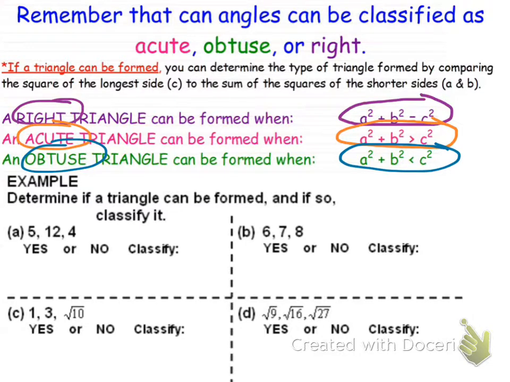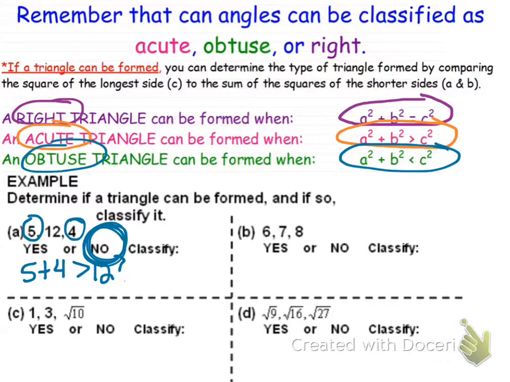Okay. So first I'm going to say, okay, I'm going to take the two smaller sides, which are 5 and 4, and I need to decide if this is even a triangle. So is 5 plus 4 greater than 12? No, it's not. So no, this is not a triangle. Okay, so we don't even need to classify it because it's not a triangle.